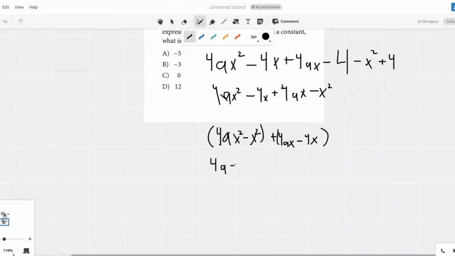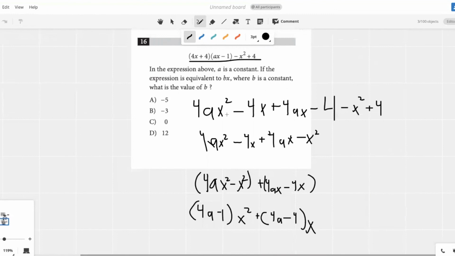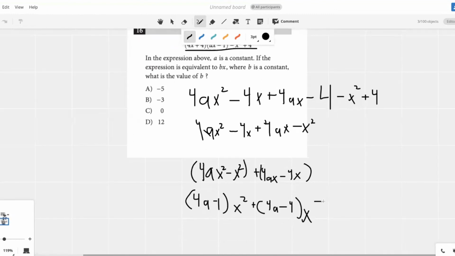4a minus 1 times x squared plus 4a minus 4 times x. Now, at this point, we can't do anything else because we don't know what a is. Luckily, it's given to us that this equation is equivalent to bx. So we can just set this entire expression equal to bx. And now we can just compare our two sides of the equation.